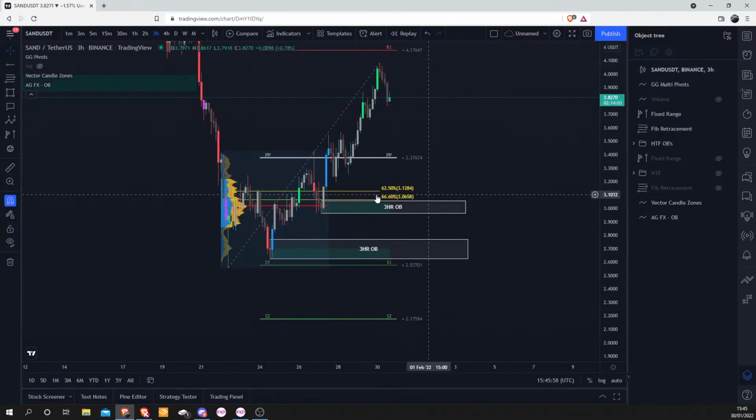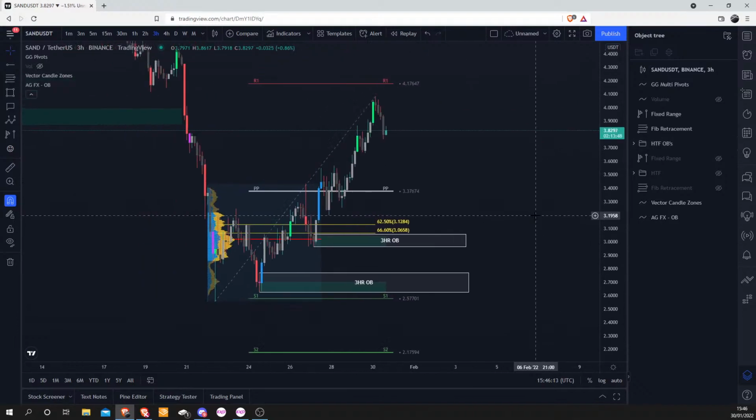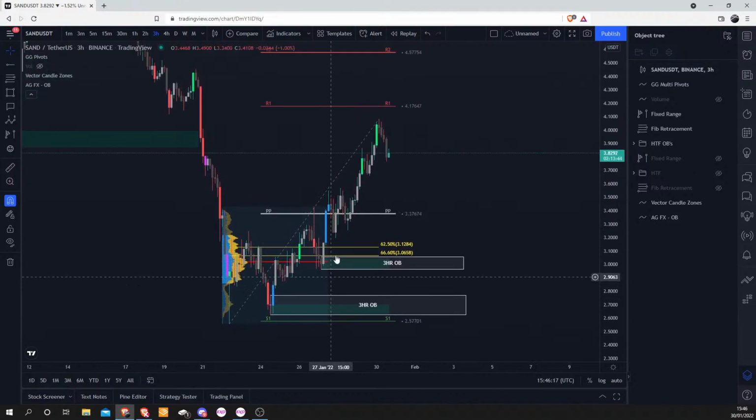But yeah, this would be a nice zone to retest. Put in another higher low. Obviously, Bitcoin would need to be finding support around 33.6, 34k zone, but that's a nice one.